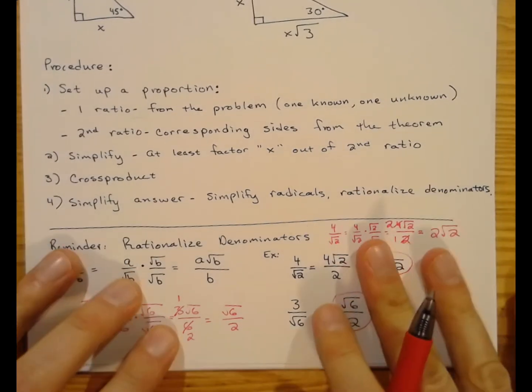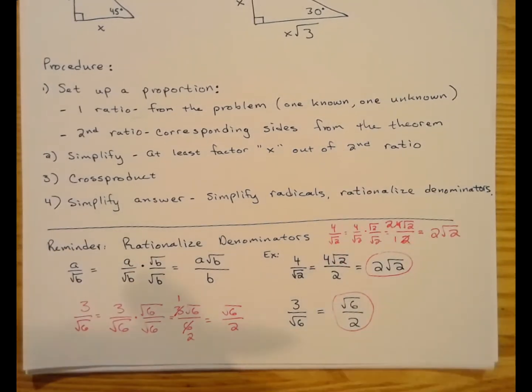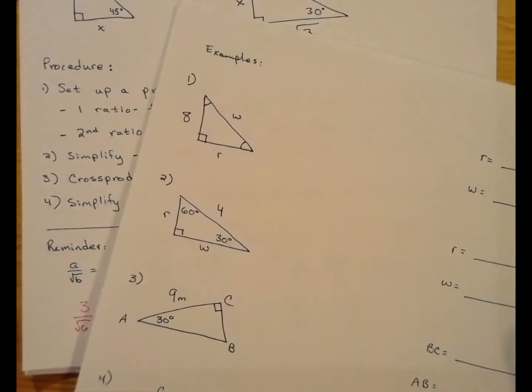So that's just a quick reminder on rationalizing the denominator. It is not a final simplified answer if you have a radical square root in the denominator. And that's going to happen from time to time with special right triangles.